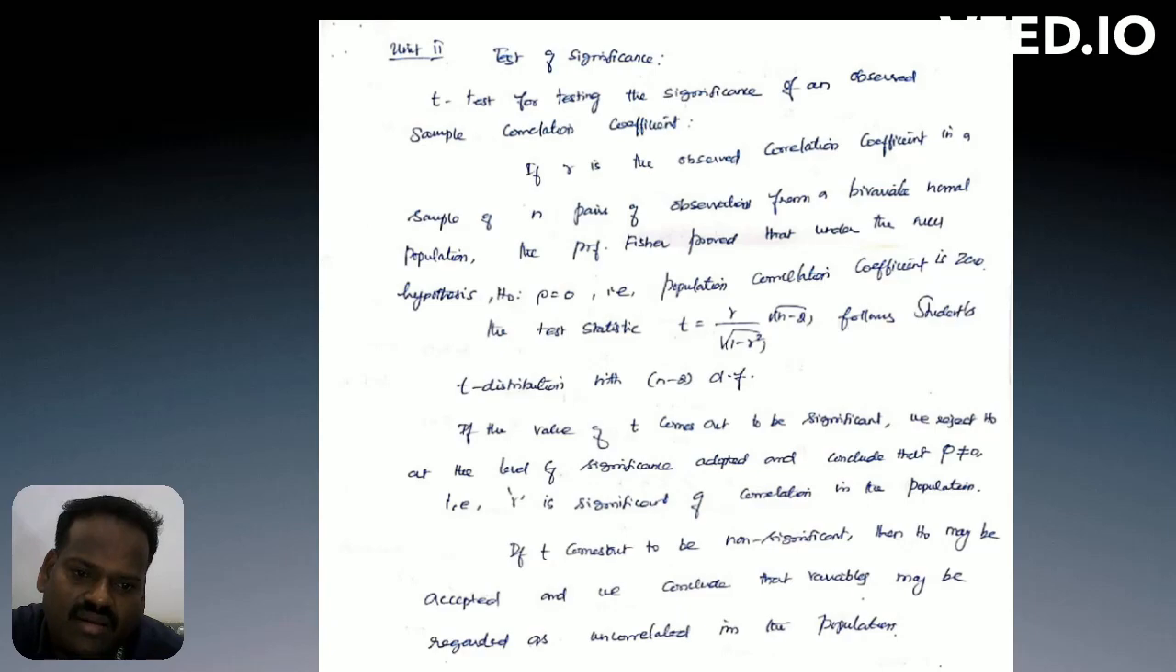On the other hand, if the test statistic is less than our Student t-distribution table value, we accept our null hypothesis. That means the population correlation coefficient is 0. If t is considered to be non-significant, H naught may be accepted, and we conclude that the variables may be regarded as uncorrelated in the population.